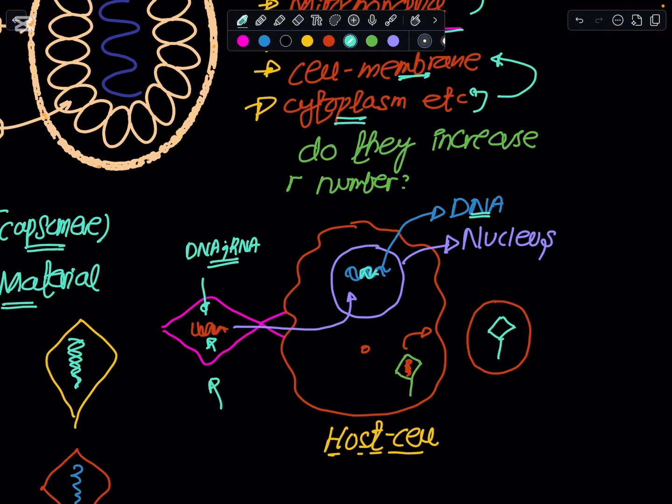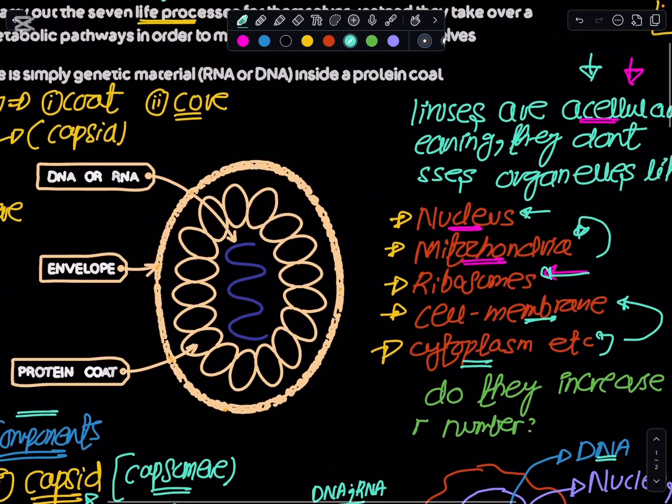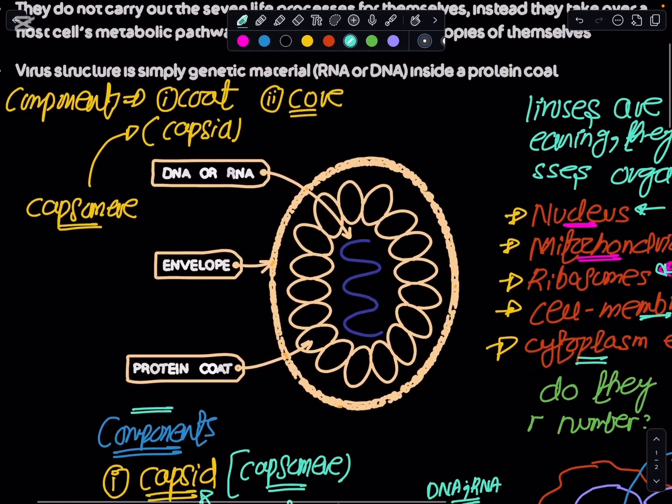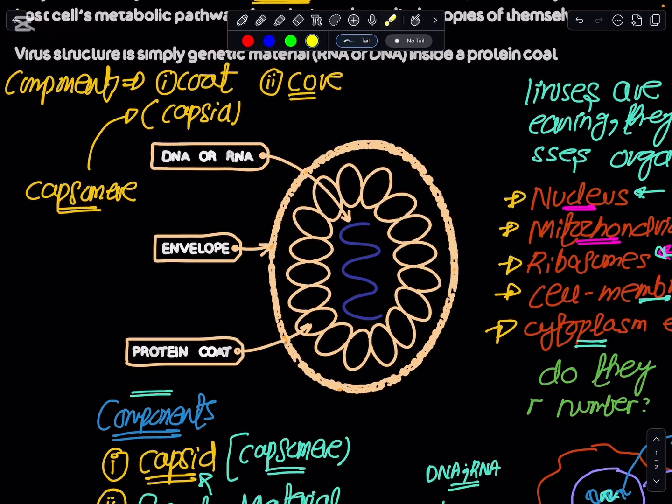Enveloped viruses have on the outside a membrane which they take from the host cell they have infested. If I show you the diagram, this is the outer protein coat, which is made up of capsid. We have these individual units, and each individual unit is a capsomere. When they join together, they make the capsid.